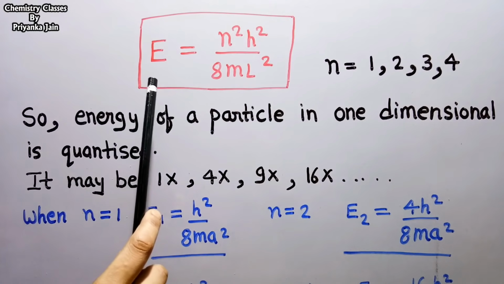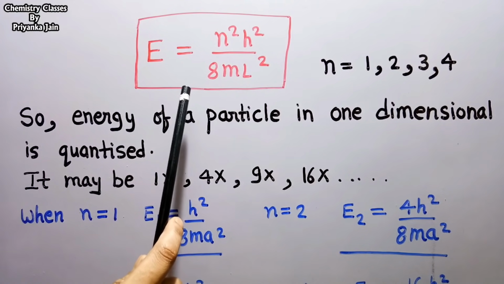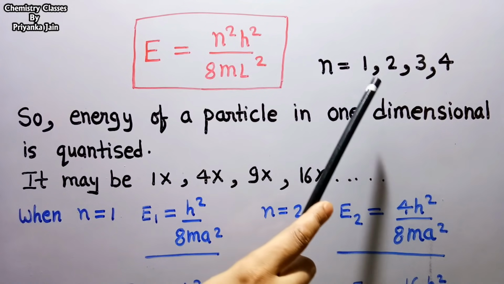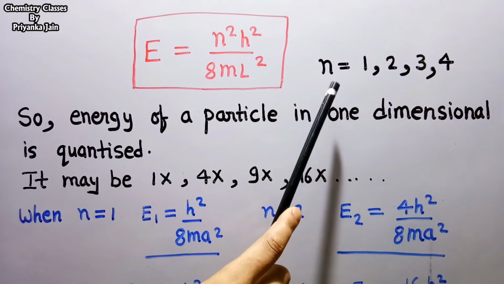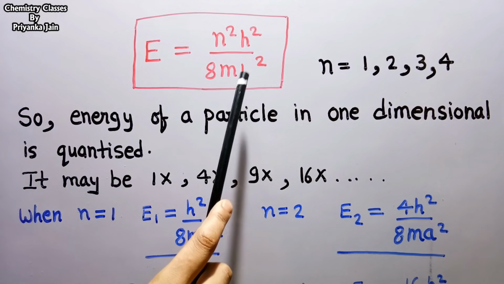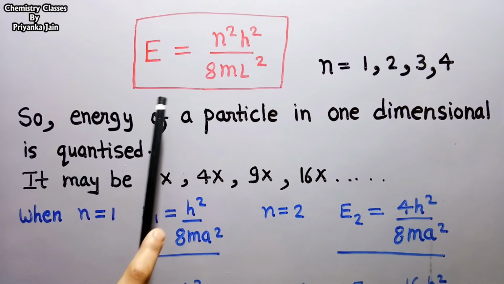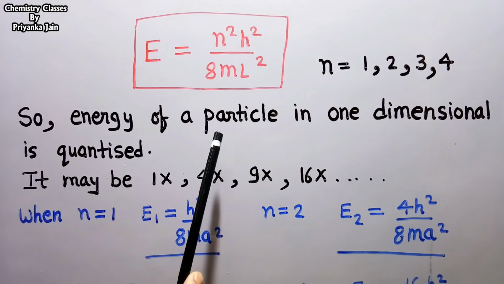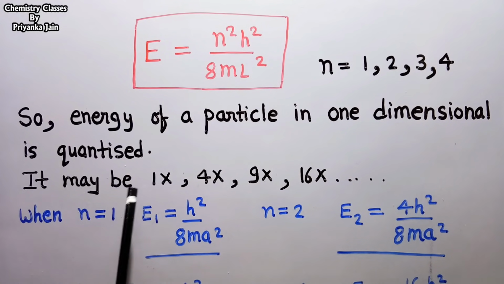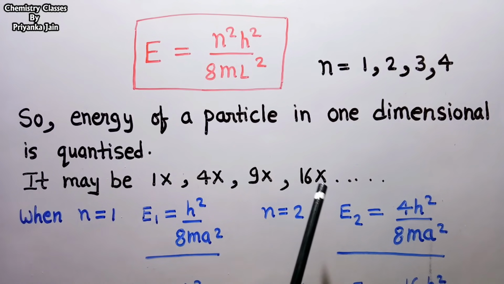So this formula gives the energy of a particle in a one-dimensional box. In this formula, n is the quantum number, whose value may be 1, 2, 3, 4. That is the principal quantum number. h is the Planck's constant, m is the mass, and L is the length of the box. So from this equation, we can say that the energy of a particle in a one-dimensional box is quantized. It means it may be 1x, 4x, 9x, or 16x, or so on.